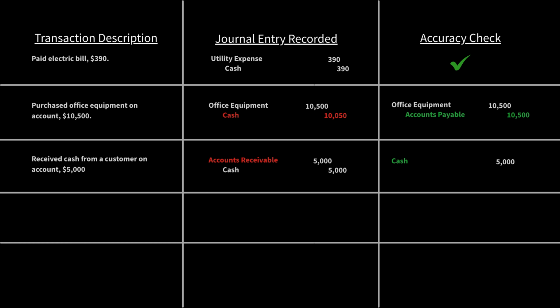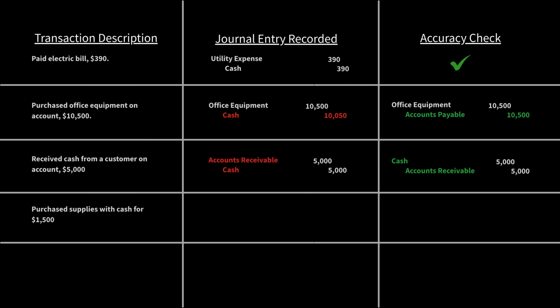Because the business received cash from the customer, cash should be debited for $5,000 and accounts receivable should be credited for $5,000, reducing what the customer owes the business.